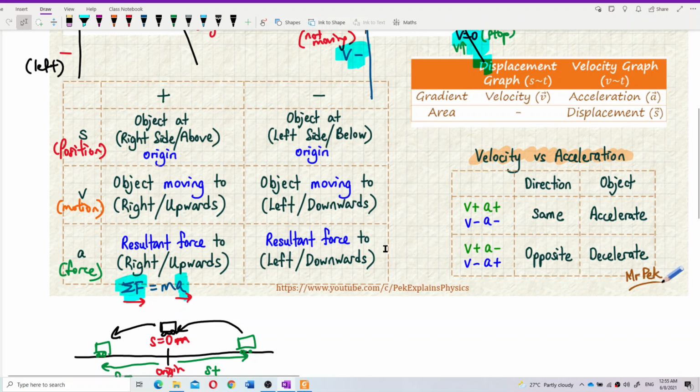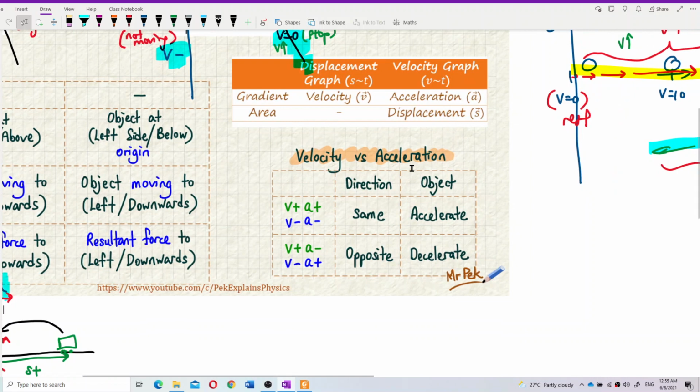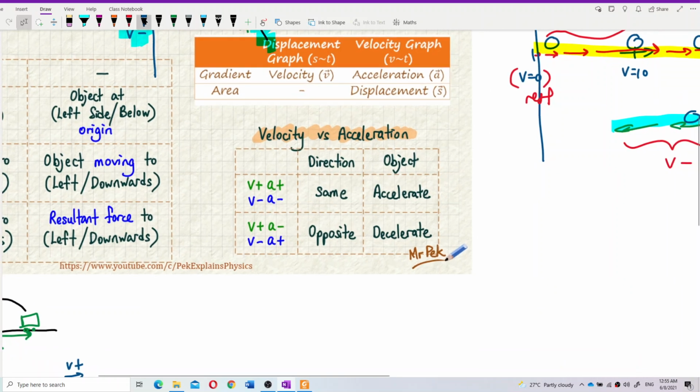Now, talking about velocity versus acceleration, whether the object accelerates or decelerates, is a very interesting thing to discuss. I cannot discuss it in merely one table. I need to give you an example, then you can see what really makes the object accelerate and decelerate. Many students have a misconception that positive acceleration means the object must accelerate, and negative acceleration means the object decelerates.